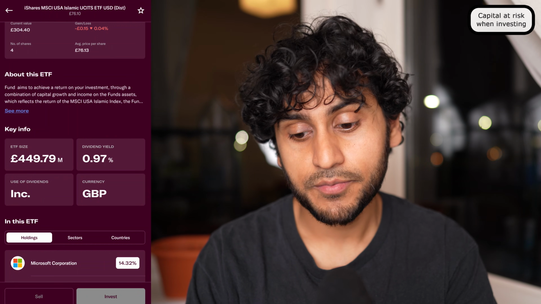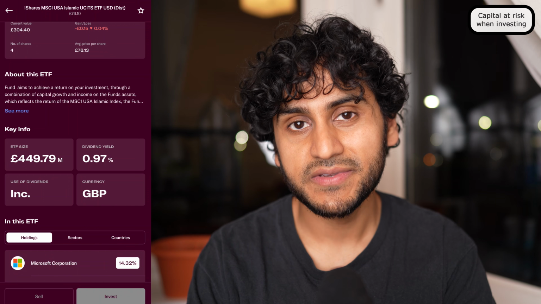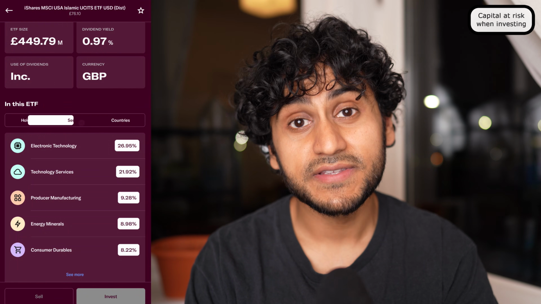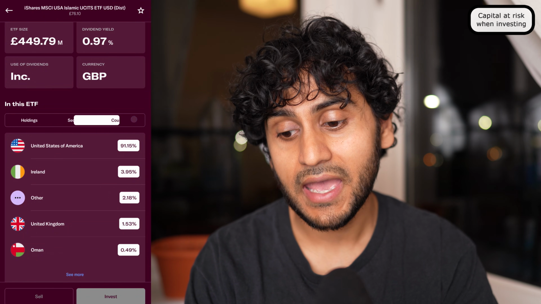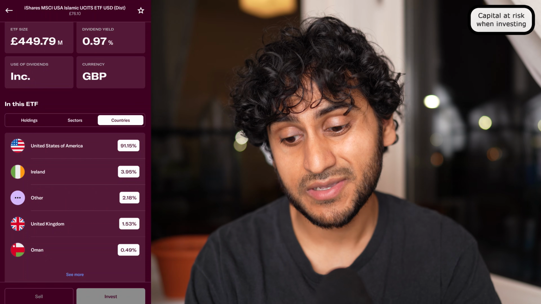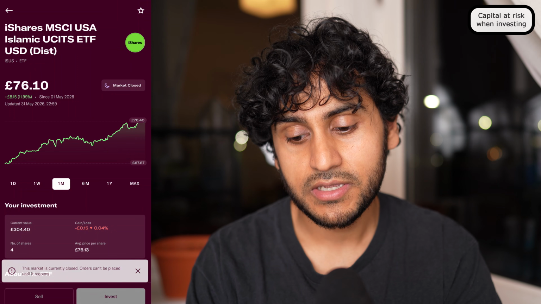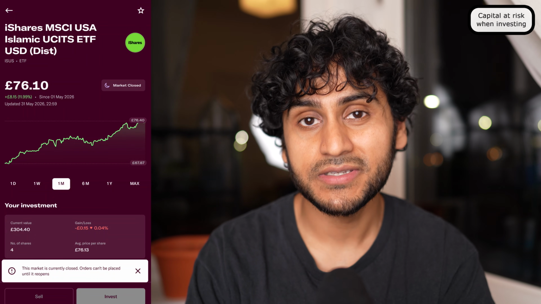Now, unlike most other providers, it will tell you what type of dividends it has here. So there's actually more information that you can see for yourself. You can see what the fund invests into, the different sectors that these funds fall under, and the country allocation. For example, this fund is, of course, very heavily weighted towards the USA. Right now, the markets are closed, but if I wanted to buy some more, I can just press invest over here and buy it just like your other favorite stockbrokers.